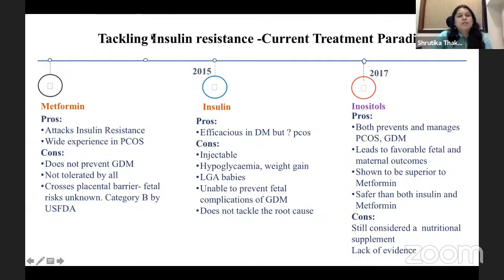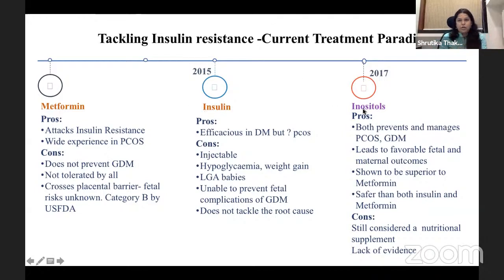How do we do it? We can do the HOMA IR index. Labs like SRL and Metropolis, if you ask them to do the HOMA IR, they do it for you. Otherwise, it's simply done by calculating the fasting insulin levels and the fasting blood sugar. There is a formula. When the HOMA IR is about 2.5 or about 3, we know that the person has insulin resistance. And when the person has insulin resistance, then we basically have 3 drugs which are available. We have metformin, we have insulin, and we have inositols.